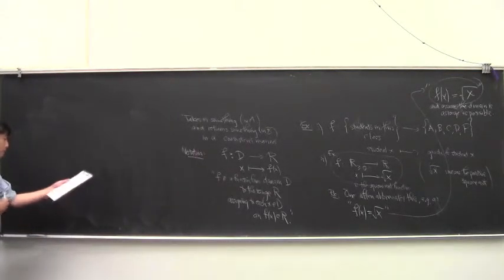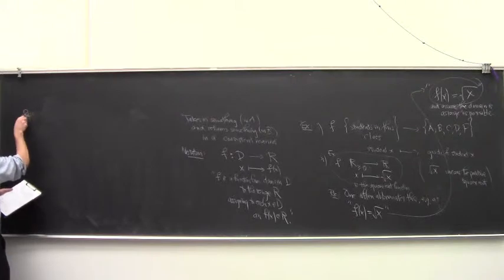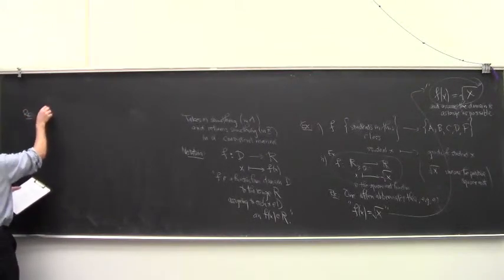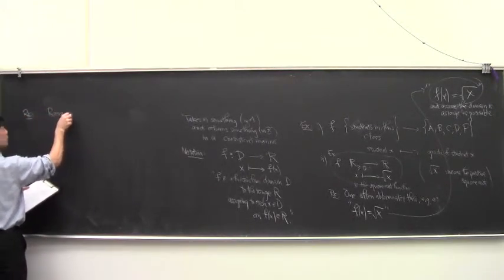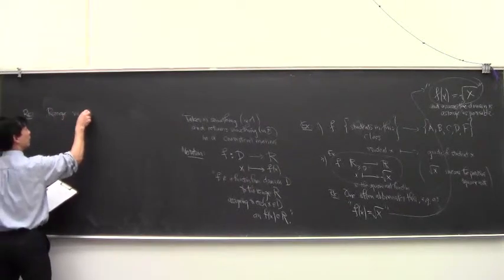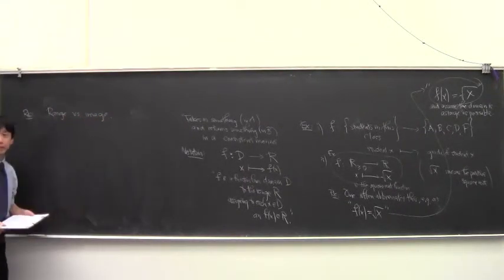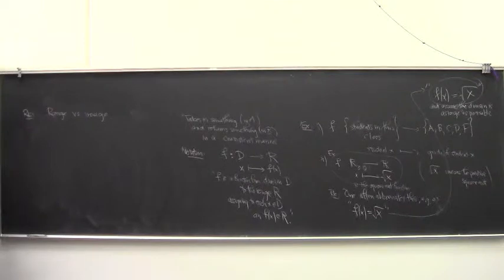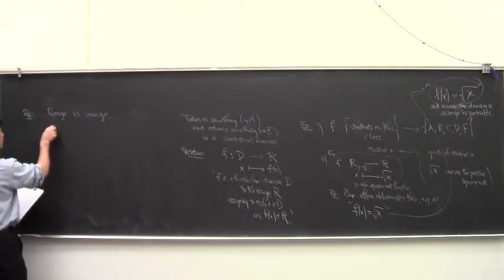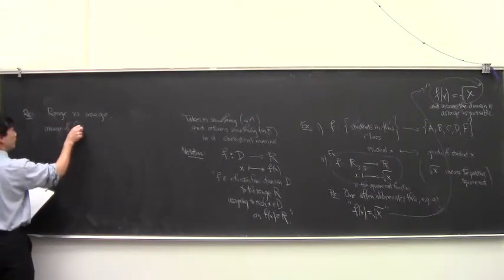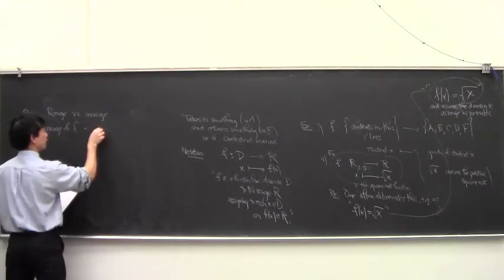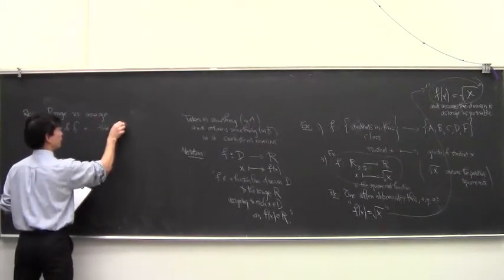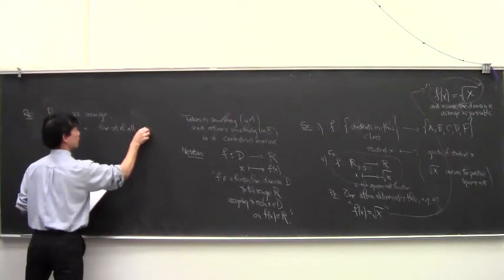Okay. Let me make another comment. There are two terms that are often used in similar senses, range and image. Okay. So let me make clear the distinction. The image of f is the collection, the set of all outputs.